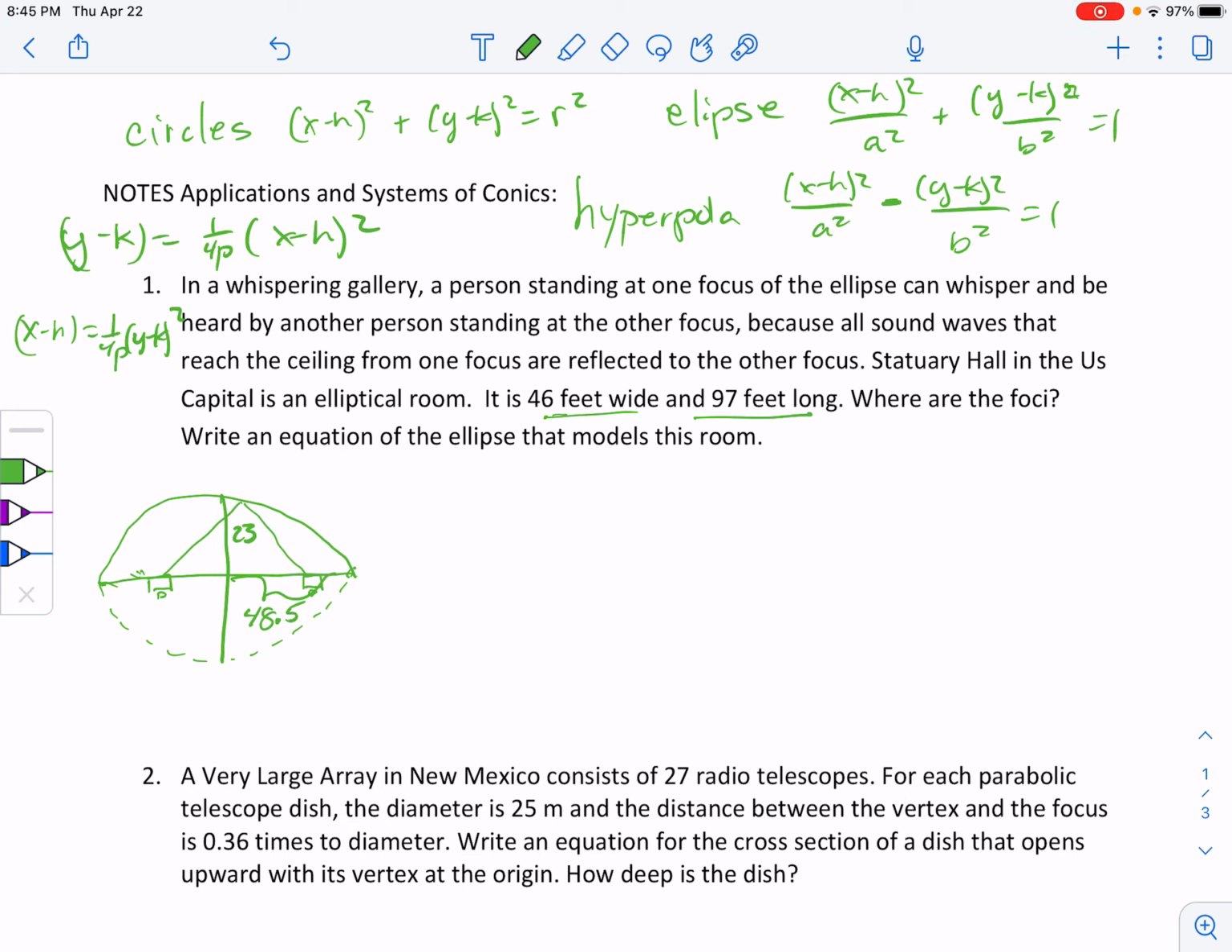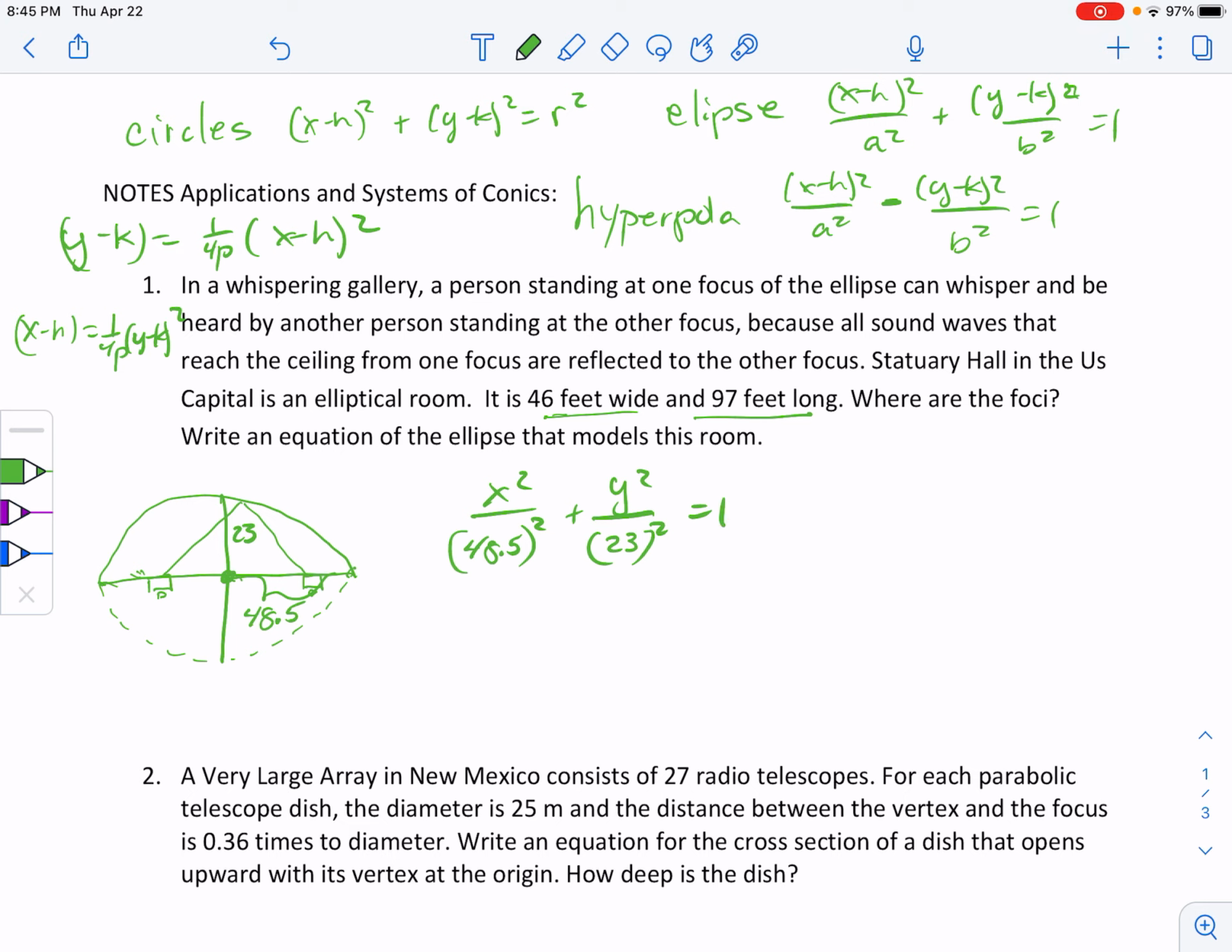Okay, where are the foci? So what you need to do is write an equation for the ellipse. Well, let's put the center at 0, 0. So you get x squared plus y squared. In the x direction, it goes 48.5 squared. In the y direction, it goes 23 squared, equals 1.